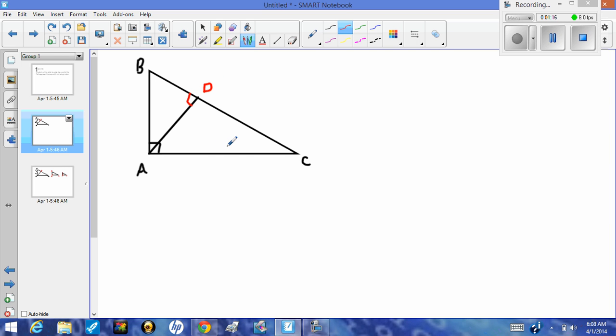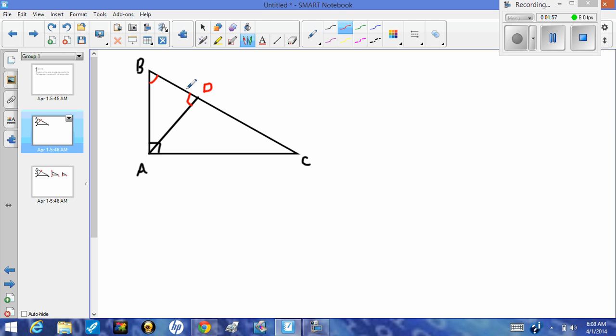Alright, proving using similar triangles means I need to show that these two triangles are similar to the big triangle. In order to do that, I'm going to use one of our methods, and that would be angle, angle. Because right now I can see that the smaller triangle, triangle ABD, has a right angle. So does the large triangle. So they have a congruent angle. Right angles are congruent. They also share angle B. That means the large triangle has angle B. So does the small triangle. So they have a shared angle, which means shared angles are congruent.